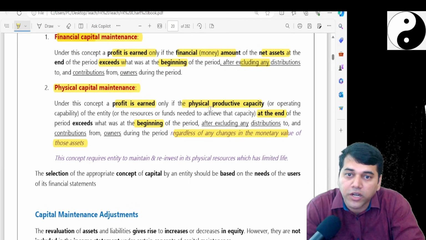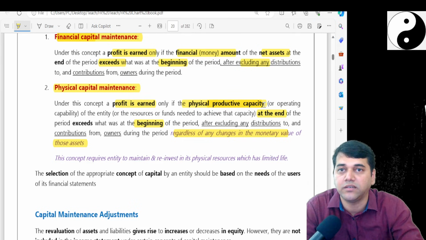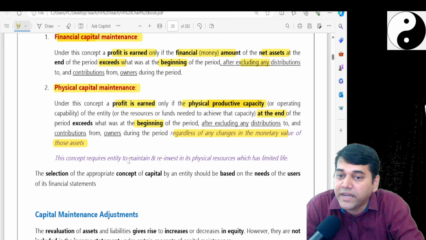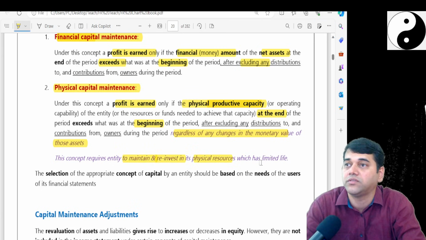So that is called productive capacity. Like, a machine may get depreciated, but how many units is it producing? So this concept requires the entity to maintain and reinvest in the physical resources, which have a limited life.